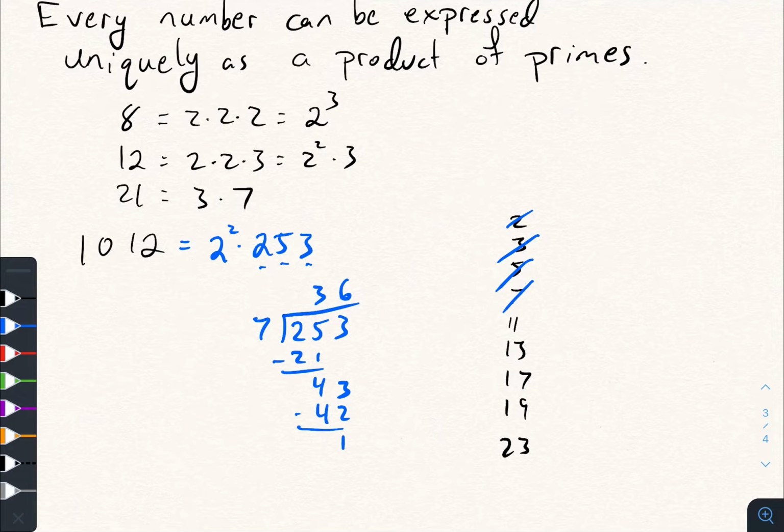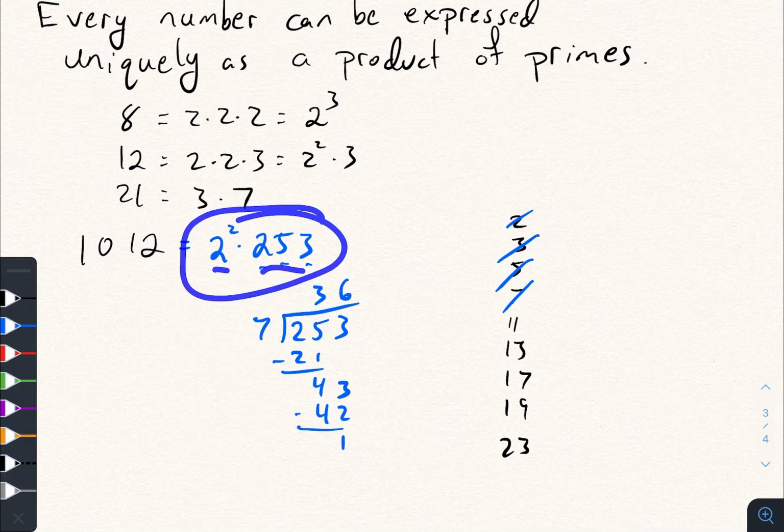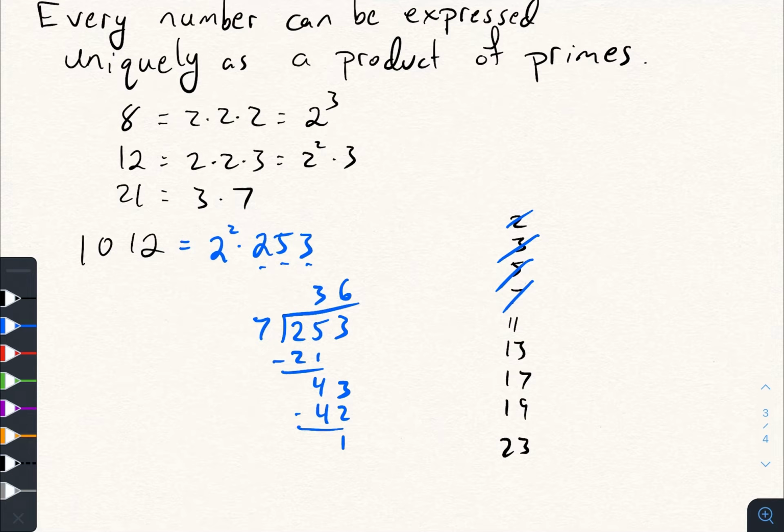I want to eventually know when can I stop. What's the last number that I have to divide by? I want to minimize the amount of work that I have to do, right? So this, 2 squared times 253, might be the prime factorization. We might already be done, right? So how would we know whether or not we're done?